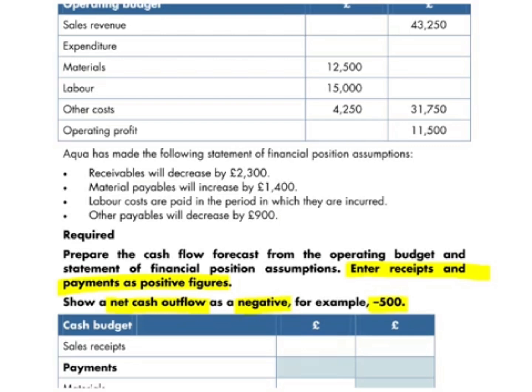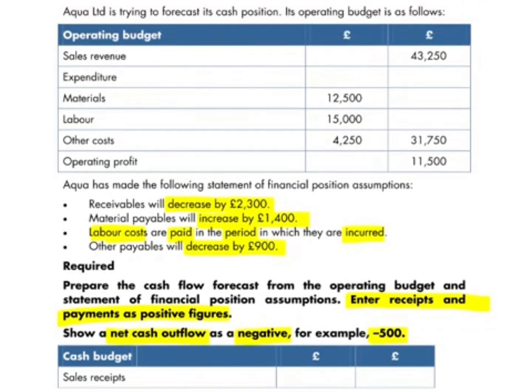So our statement of financial position assumptions are that we're going to have a decrease of receivables by £2,300, an increase of material payables of £1,400, that labour costs are going to be paid in the period in which they're incurred, and that we're going to have a decrease of other payables by £900. We need to combine the information of those assumptions with the data given to us on the operating budget in the table above to work out what the cash effect is going to be.